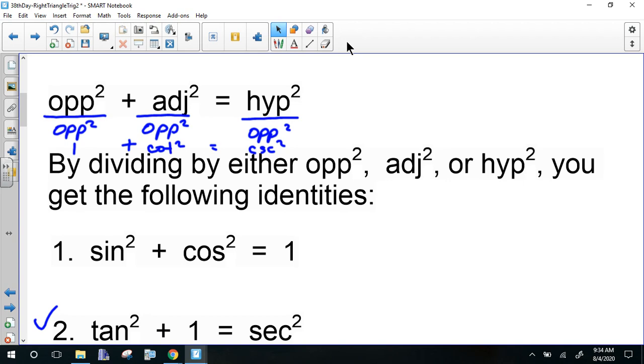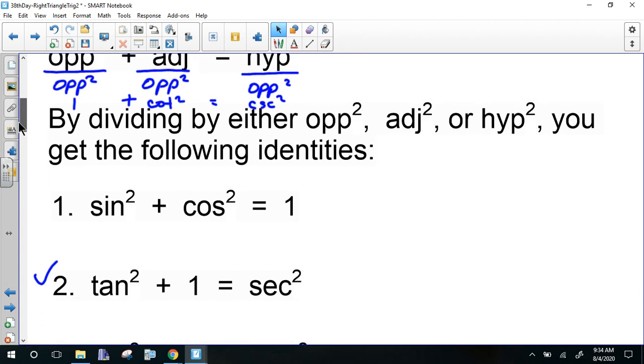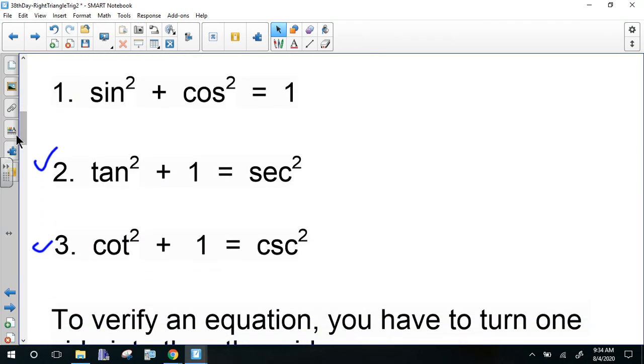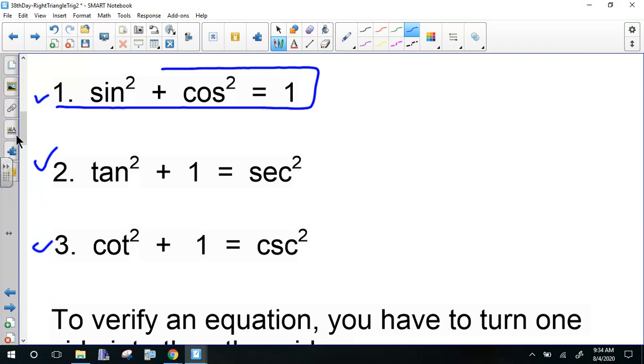And then if we came back and divided by adjacent squared, we would get another one. Hypotenuse squared, we would get another one. But these are the other 3 trig functions. I advise you to memorize these. This one right here will be the most used. This is known as the Pythagorean identity. Sine squared plus cosine squared equals 1.